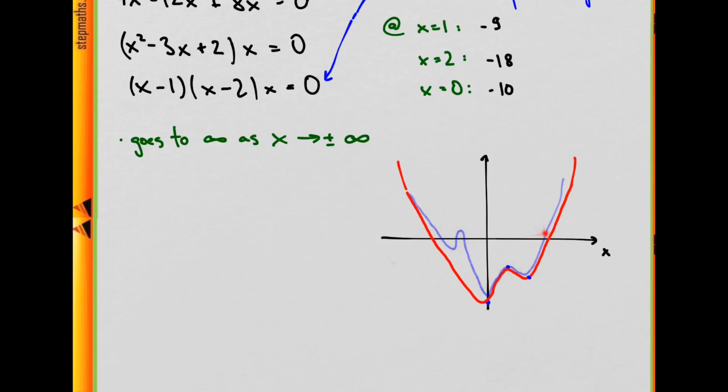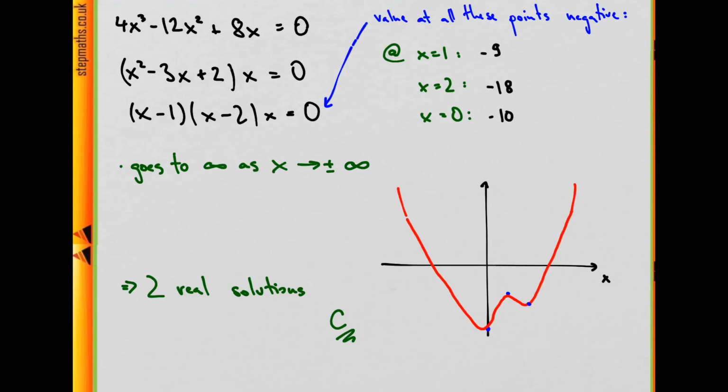Every other possible path would add minima and maxima, another few stationary points, which, however, as we see, aren't the stationary points of the original polynomial, and hence those are all wrong, and this is the only possible shape. 2 real solutions means that the correct answer was C.